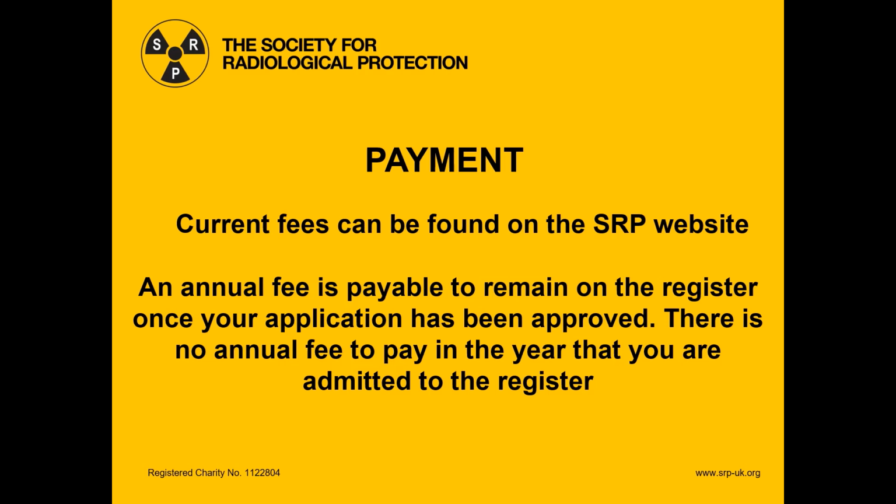When you submit your application form, you must also pay an application fee by bank transfer. Details of how to make this transfer can be found on the SRP website and on the application form. The current fees can also be found on the website. Please note that an annual fee is also payable to remain on the register once your application has been approved. There is no annual fee to pay in the year that you are admitted to the register.